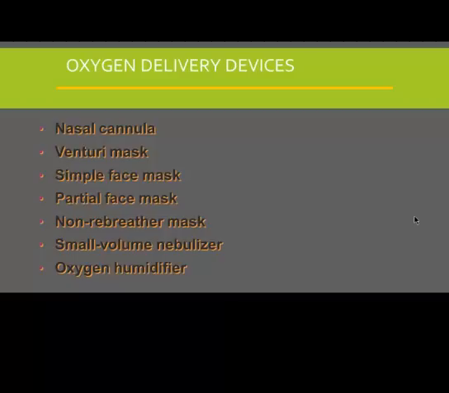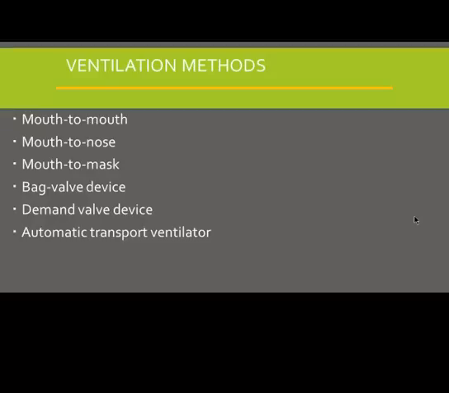Small volume nebulizers. What constitutes a small volume nebulizer? The ones that we squirt 2.5, 3 milliliters of albuterol in. They either come as the mask or as the puffer. All right. And then oxygen humidifiers. Okay. Y'all should be good on ventilation methods.